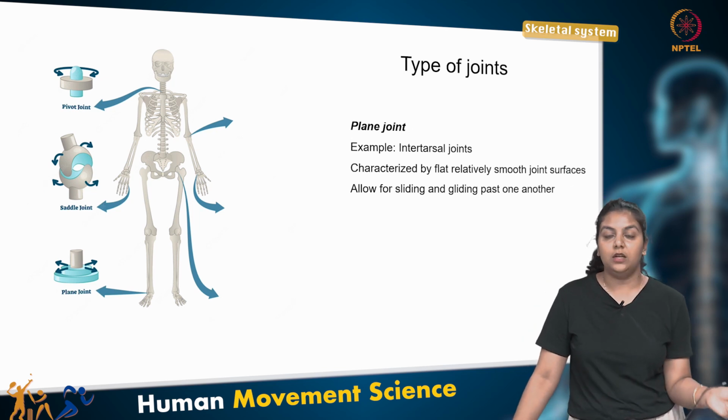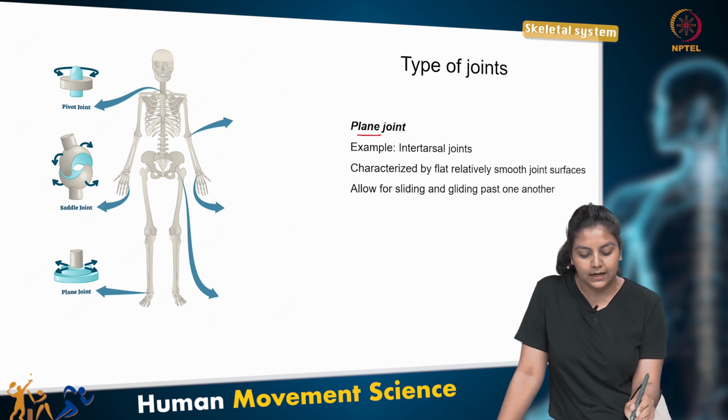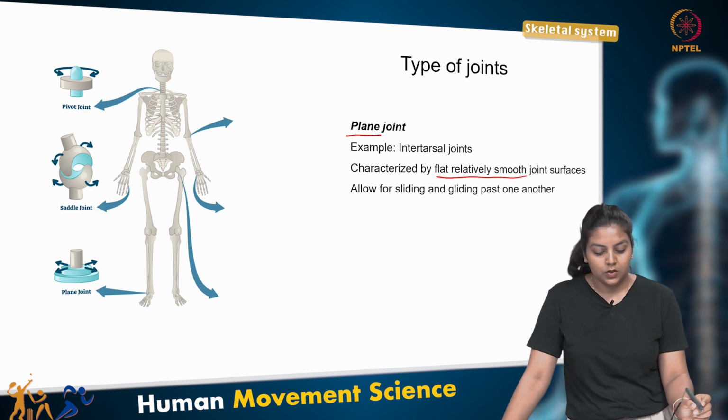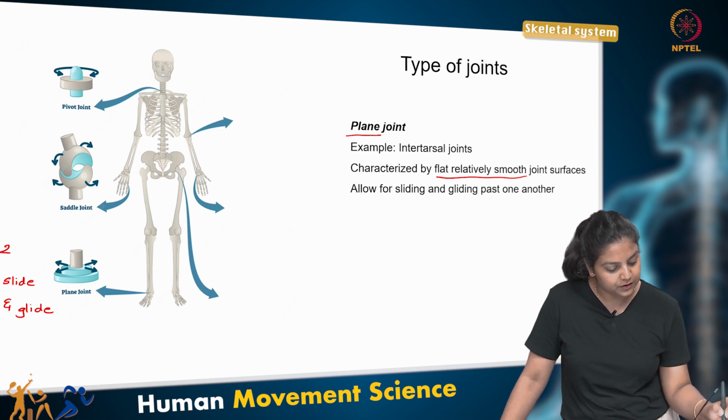The next type of joint is the plane joint. So plane joint here, as the name suggests, is characterized by flat and relatively smooth surfaces. So imagine these flat and relatively smooth surfaces, your two surfaces, that can slide and glide over each other. Right?